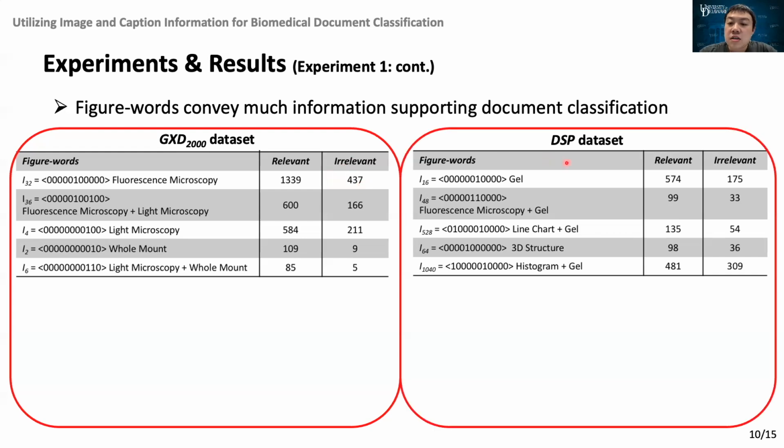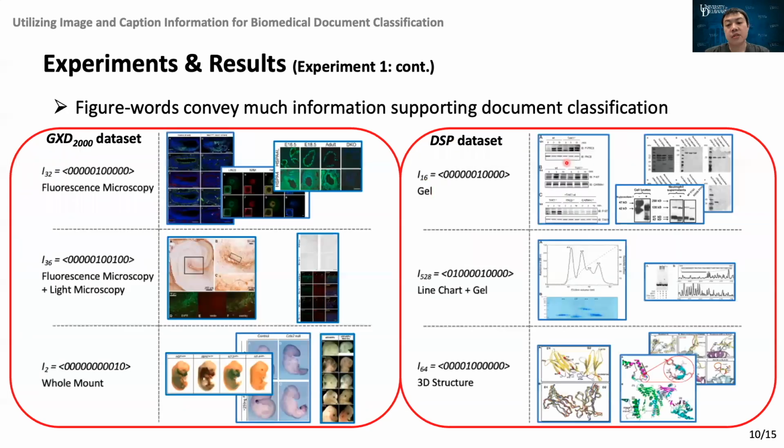Similarly, over the DSP dataset, there is a clear difference in figure word distribution between the relevant and the irrelevant dataset. Therefore, our figure words have much potential for improving biomedical document classification. We also show examples of top scoring figure words. Notably, these figure words correspond to images that are typically found in certain biomedical experiments.